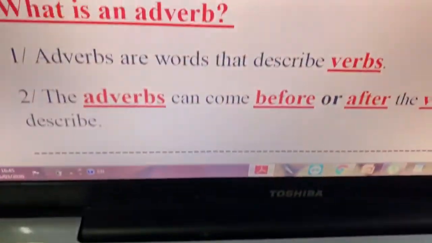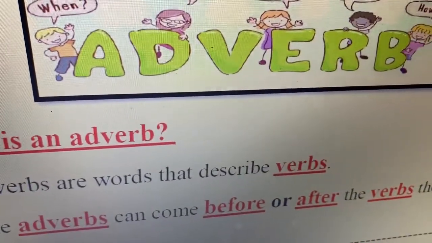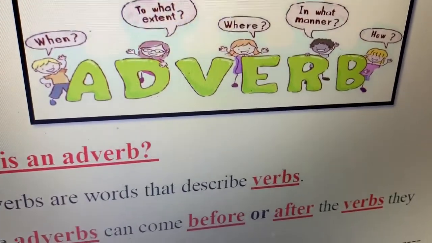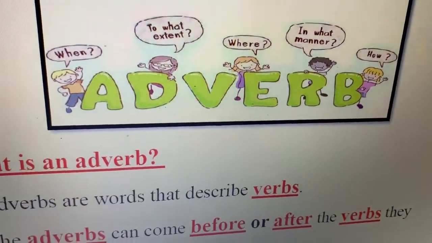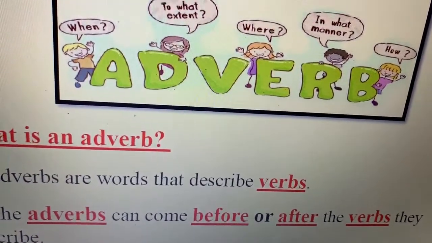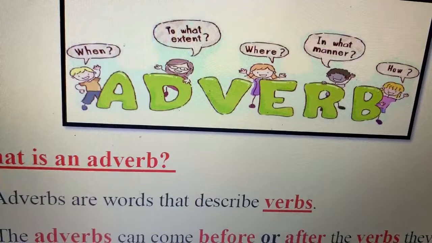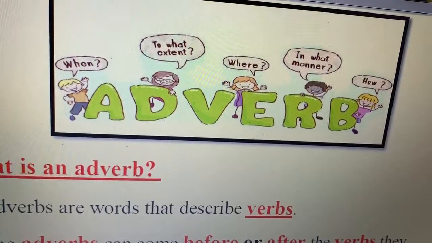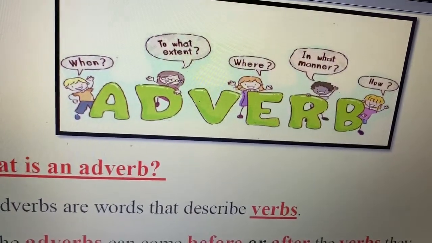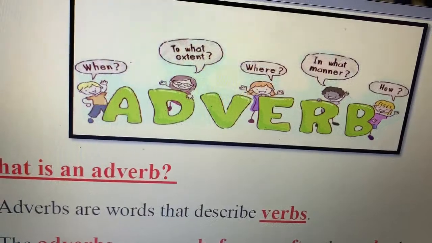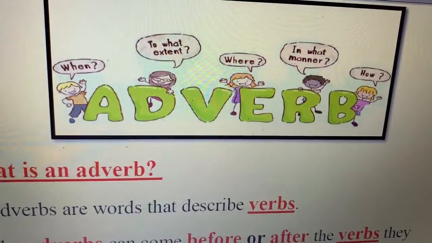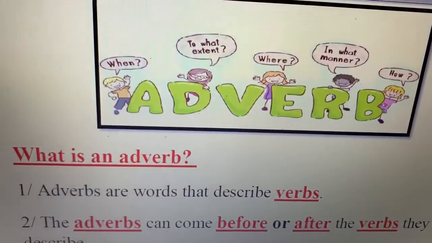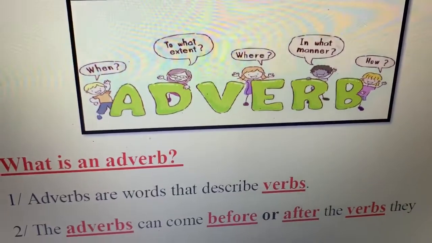Look at the picture here. A, D, V, E, R, B. Adverb. So we call this adverb. When you look above the word adverb, you will notice 5 words: when, to what extent, where, in what manner, how. I will tell you about these words when we reach them, and I will tell you what we call them.